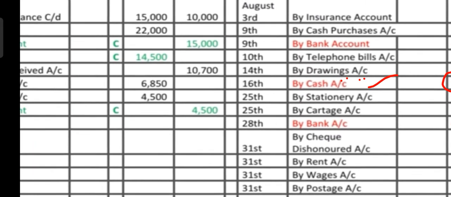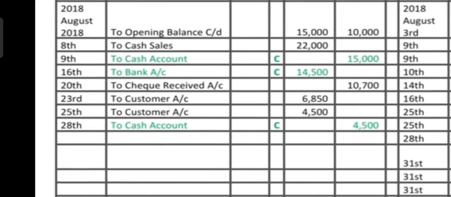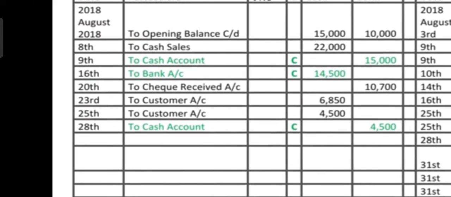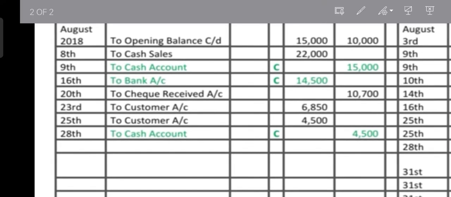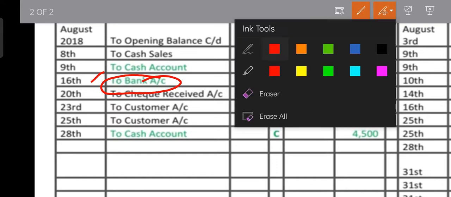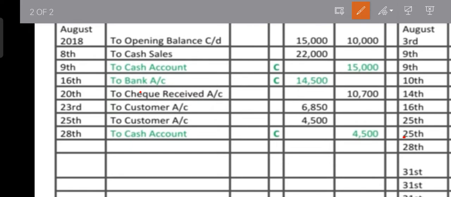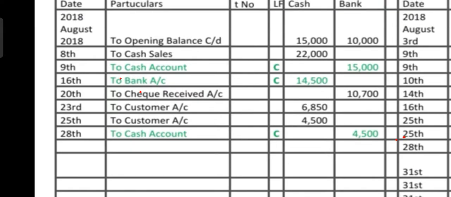And the same cash is coming into my cash box. Again we need to record the same transaction, that is on 16th. The cash balance has been increased by 14,500 because we withdrew the amount from bank. So this is one of the contra entries. Like this, any deposit made, any withdrawal made for office purpose, those transactions we need to record in a 2-column cash book or 3-column cash book.